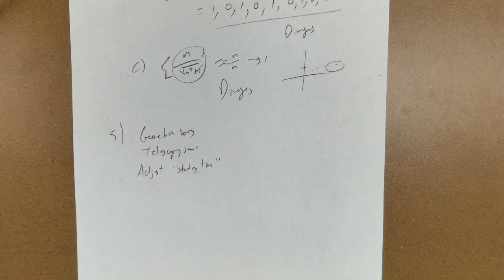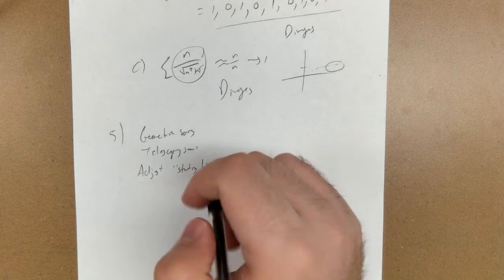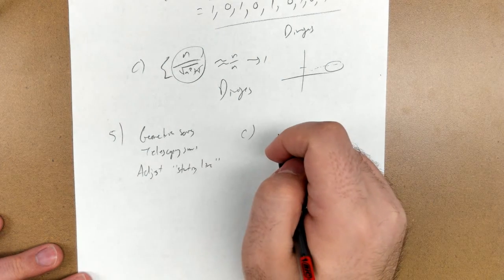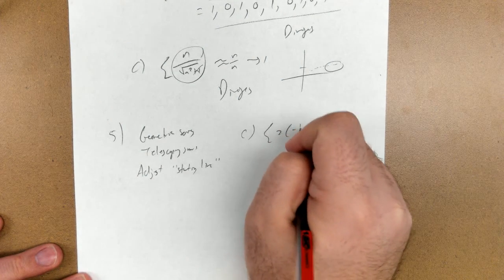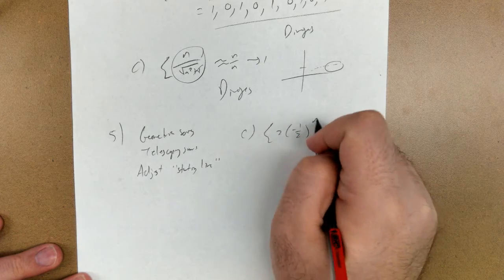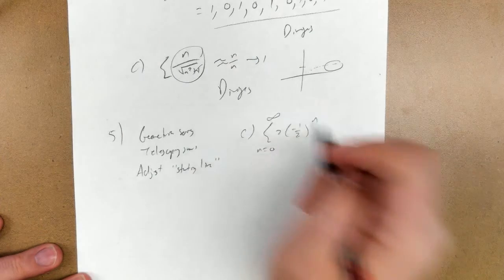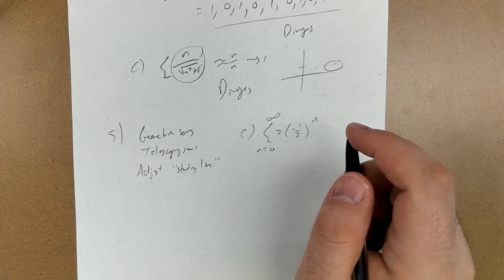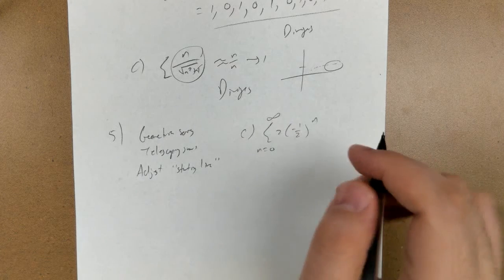Let me really quickly check which ones change the starting line. Yeah. So I will do C and J. So if you look at C first, it's 2 minus 1 and a half to the n, starting at 0, infinite. Now, actually, we'll just do C and D.